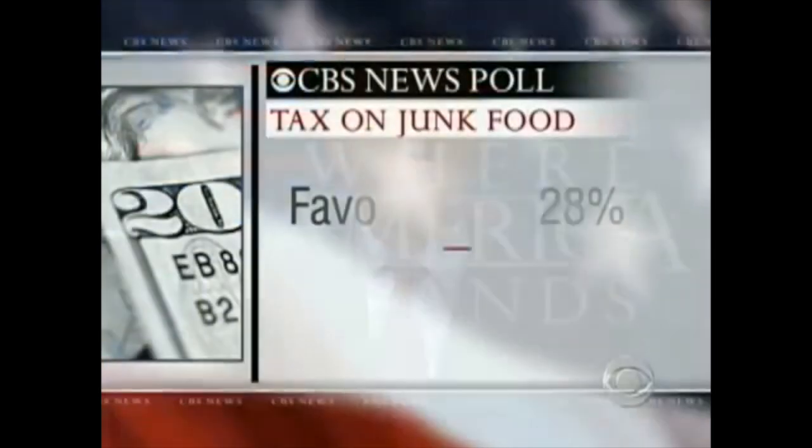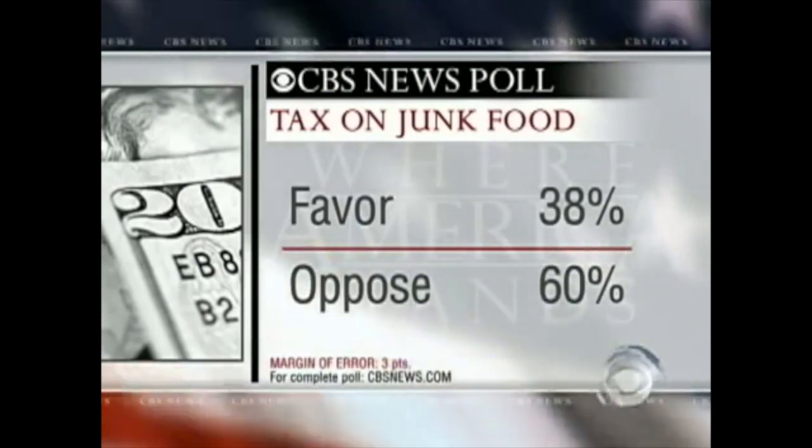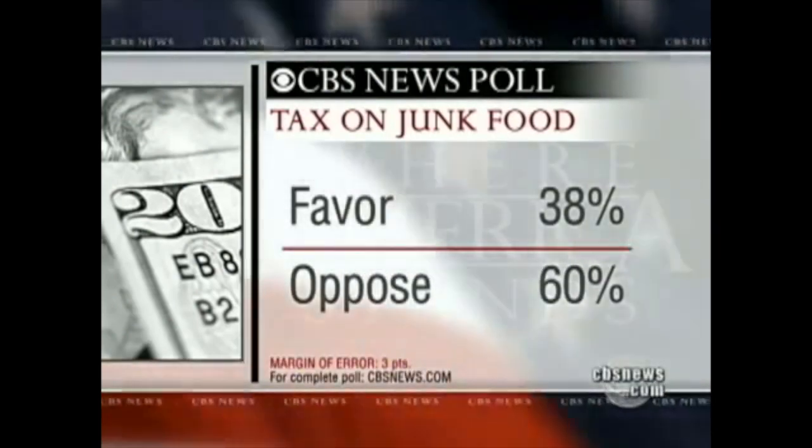The personal responsibility approach is a fine place to start, but we've been doing that for 40 years now, and we're losing the battle with obesity. That's been an experiment that has failed. But additional taxes and more regulation are certainly a tough sell. A CBS News poll released just minutes ago shows that 60% of people oppose a tax on junk food.